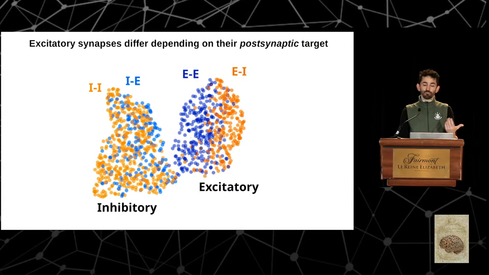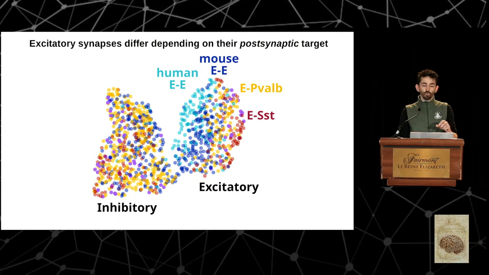And if we dig a little bit deeper, we see even more division between the postsynaptic subclasses. So for example, we've got human and mouse E to E connections separating well here, and then the E to parvalbumin and SST also separating into different sections. So that's weird, okay? There's something special about the dynamics of excitatory synapses. And to my knowledge, nobody has yet put forward a satisfying explanation for why this should be. I'm really curious to hear if anybody has ideas about this.